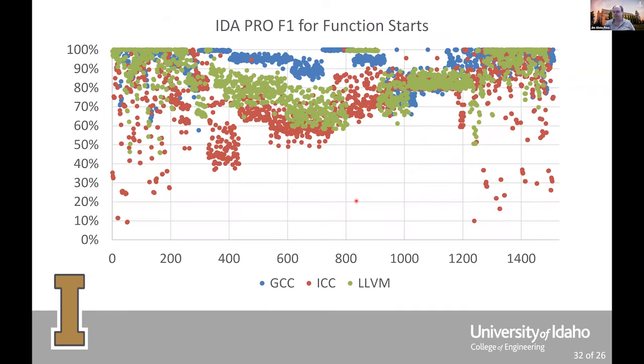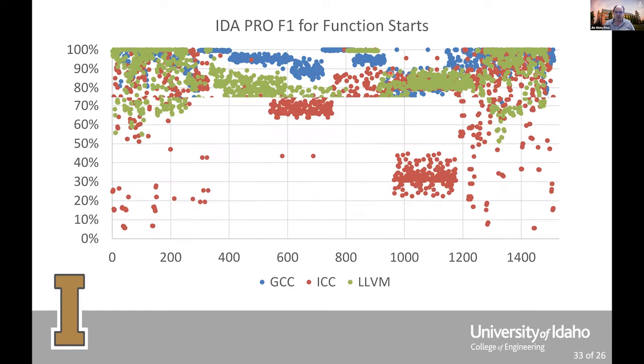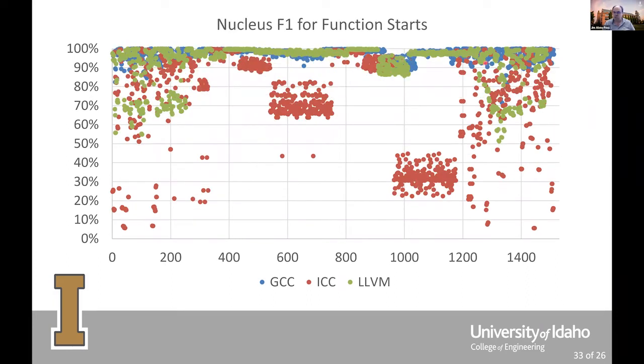But this is what the data looks like. And notice this is from 0 to 100%, so they're all over the place. With GCC, the blue is a little higher. We look at Nucleus. Nucleus is struggling on ICC in clusters of this. We'll come back to that in a minute, and doing pretty well in others, but again, some places they're having some issues.